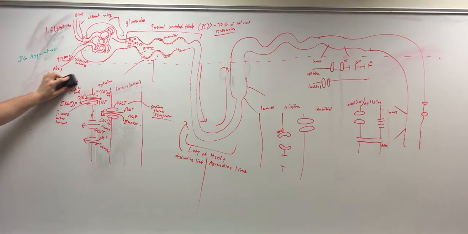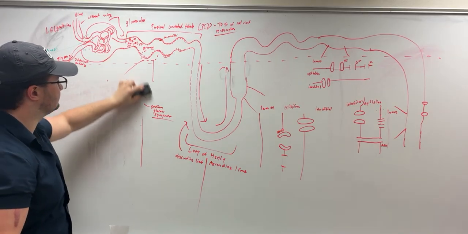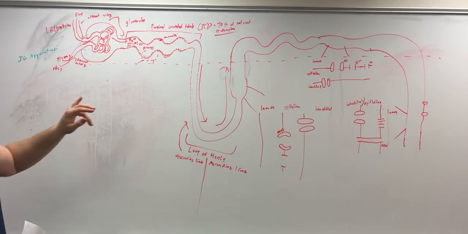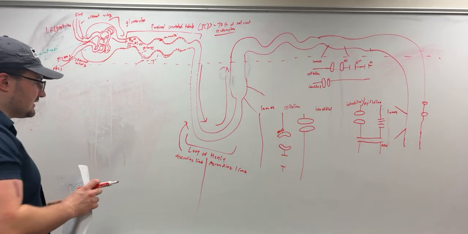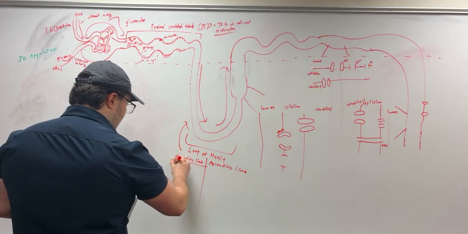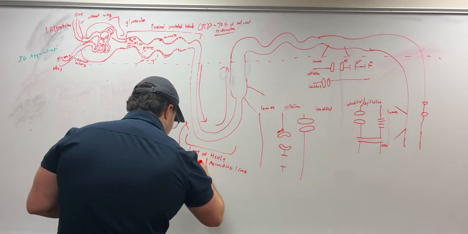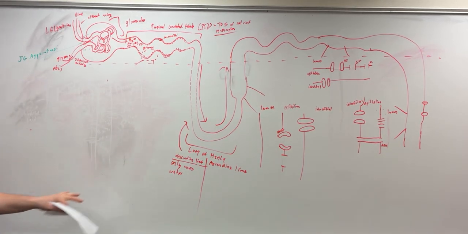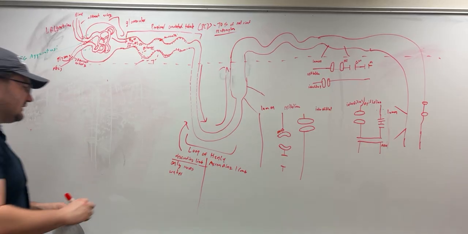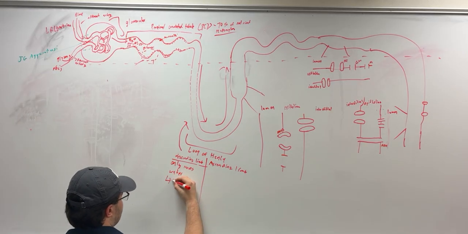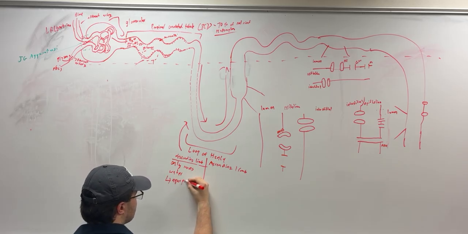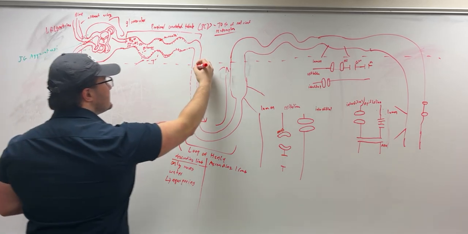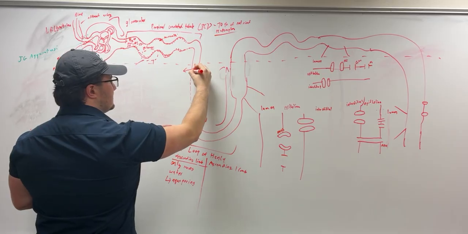I'm going to erase this. So the loop of Henle has these two portions, and they do two very distinct things. So the first thing in the descending limb is that it only moves water. It doesn't do anything else. So the only channels present in the descending limb of the loop of Henle are aquaporins. So all of these little spaces are aquaporins where water can be reabsorbed.